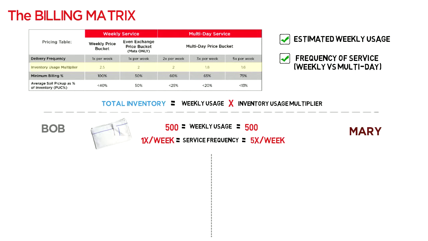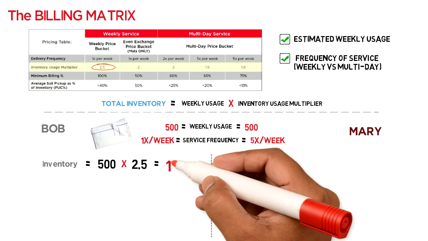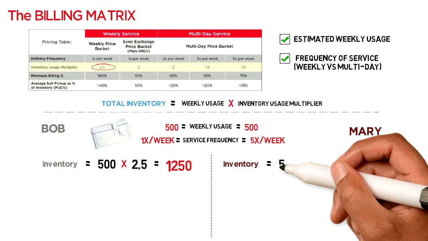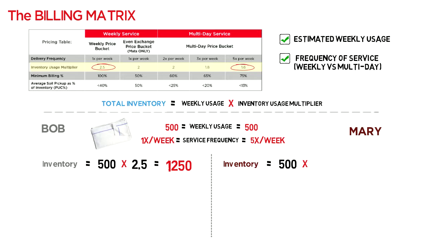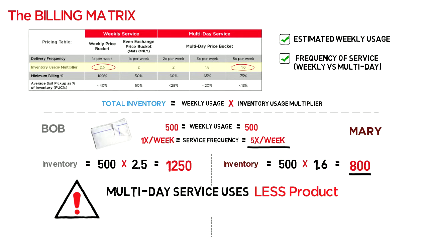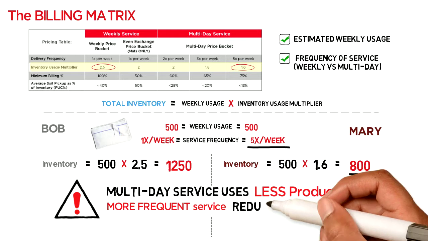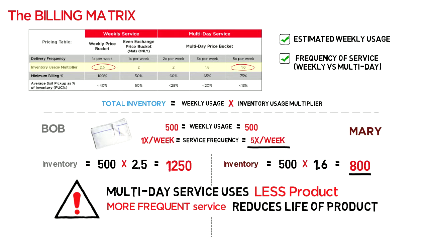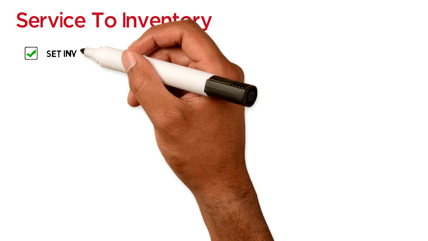The first step is to go to the billing matrix, locate the usage multiplier for the service frequency, and multiply that times the weekly usage. For weekly service, 2.5 is the usage multiplier, so the inventory for Bob should be set at 1,250. For Mary, the billing multiplier is 1.6, so the inventory is 800. Remember, you are visiting Mary more often, so she doesn't need as much inventory. But servicing more frequently means the product wears out faster, and we should get the same revenue from both customers for the week. So that's it. That's how easy it is to set the inventory.